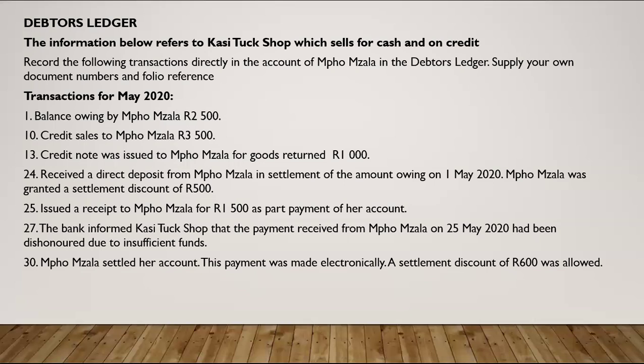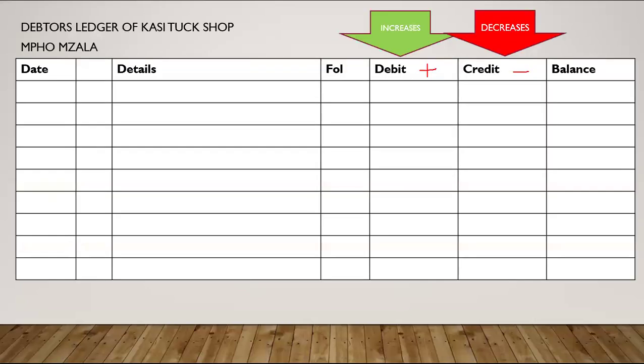On the 1st of May, the balance owing by Mpomzala was 2,500. To record that in our debtors ledger, we will write the date, which was May 2020, the 1st. Under details, you will write balance, and this is the balance brought down. It is the balance that Mpomzala was owing us from the previous month. It will not go under debit. It will not go under credit. It will be recorded under balance.